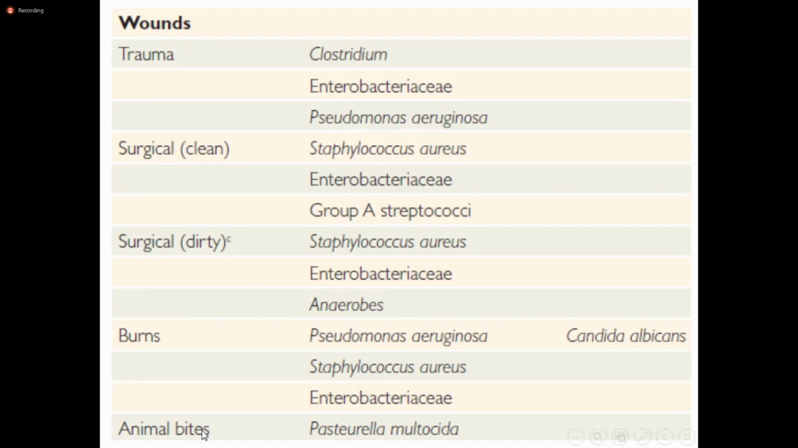Animal bites, for example, bite of a cat, Pasteurella multocida. So you have to remember only one name, the first name for each category. Clear?